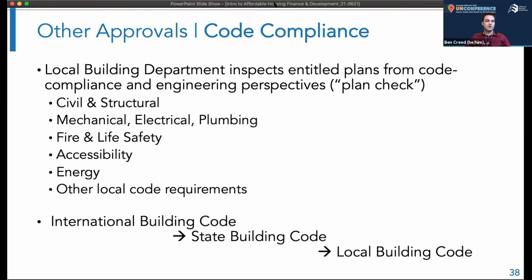And so more and more local departments are adding accessibility for disabled residents to their list of inspections of your plans. The state building code in California, Title 24, has a lot of energy efficiency requirements. And those local standards are layered on top of state standards, which are layered on top of the baseline international building code, which is updated every 3 years.